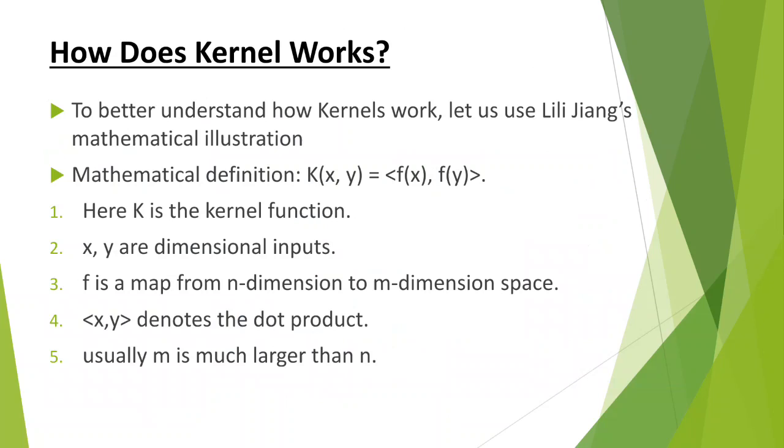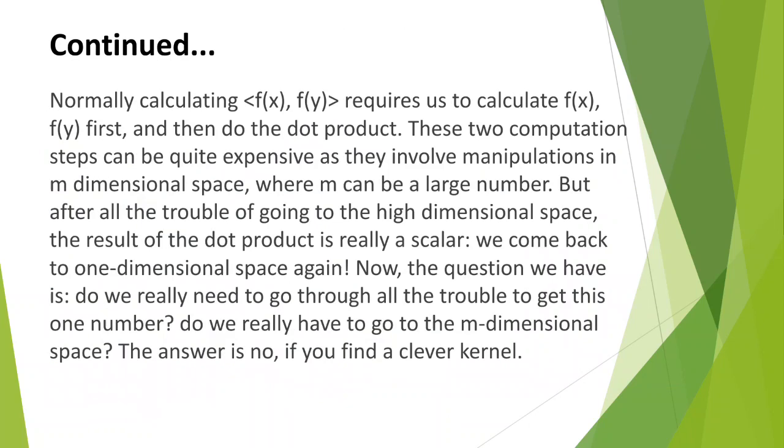How does a kernel work? To better understand how a kernel works in mathematical illustration, the mathematical definition for the kernel function is k(x, y) = f(x) · f(y). Here k is the kernel function, x and y are the n-dimensional inputs, and f is a map from n-dimensional to m-dimensional space. The dot denotes the dot product. Usually m is much larger than n. Normally calculating f(x) · f(y) requires us to calculate f(x) and f(y) first, and then do the dot product.